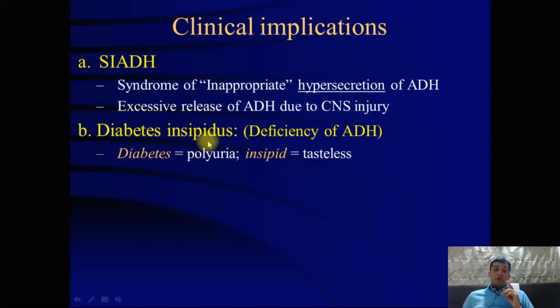But here it is not because of the glucose level. In mellitus it is because of glucose level. In diabetes insipidus, it is because of the nature of urine. The urine becomes tasteless because there is a deficiency of antidiuretic hormone. Remember that this was producing an antidiuretic effect. Now there is a deficiency, so deficiency of antidiuretic hormone will lead to diuresis, right?